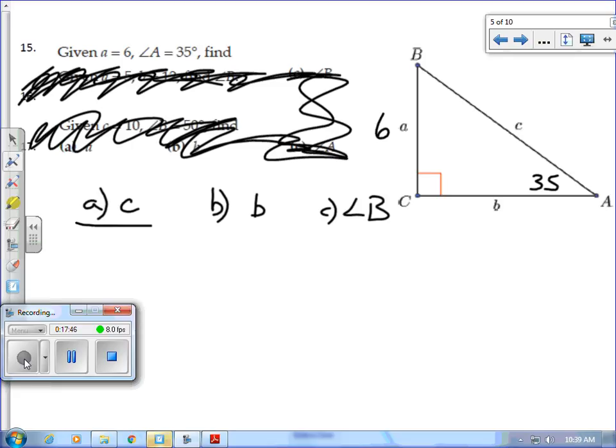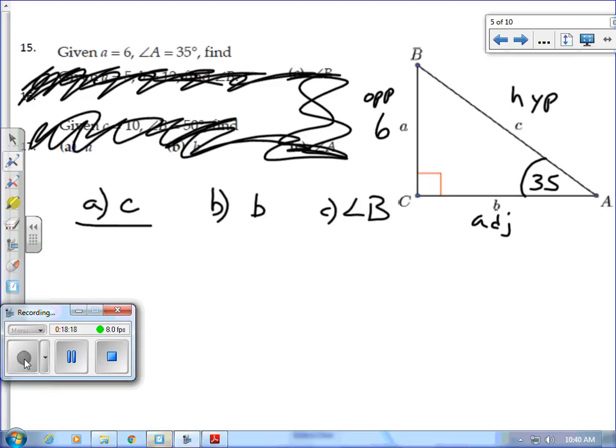So everything is in reference to this angle we know, 35. That means this is the opposite side. This is always the hypotenuse. This would be adjacent. Do you know how to tell which one's opposite, which one's adjacent? Adjacent is next to. Opposite is opposite. Hypotenuse is always opposite the right angle. Here's the right angle. There's the hypotenuse.